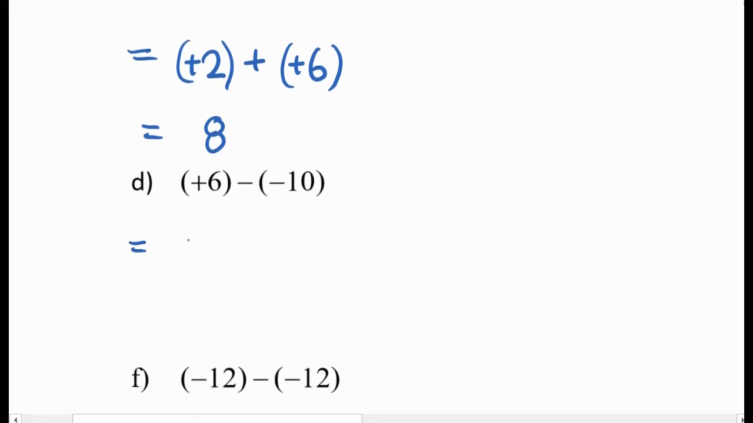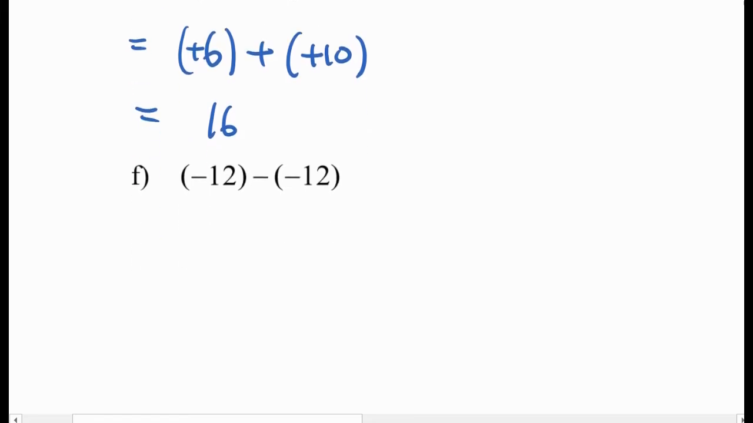Next, keep the first number, change the middle, change the second number. So the answer is, in total, you have how many integer chips? You have 16 positive integer chips.